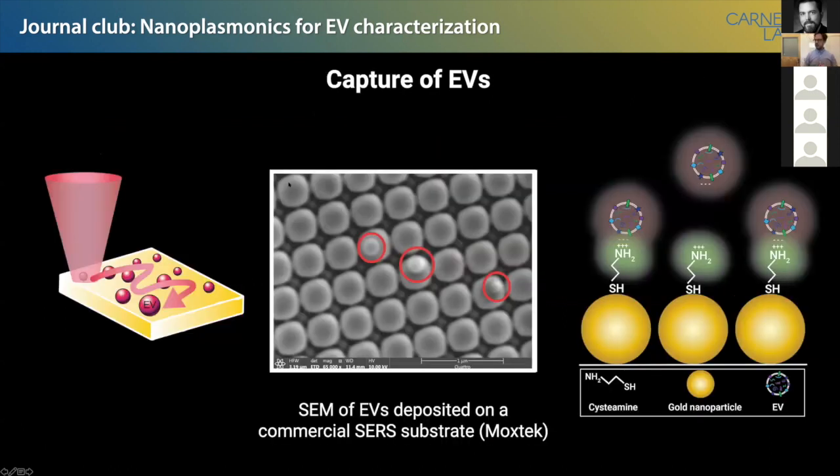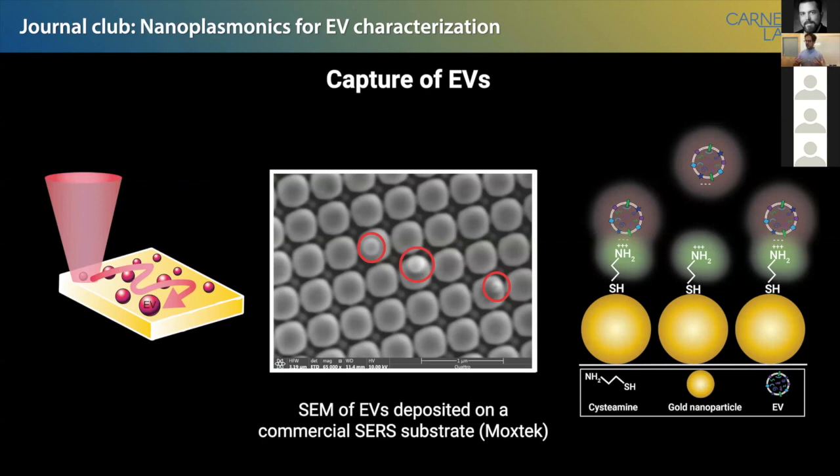So here's one of the typical SERS substrates that we can buy commercially in the middle, imaged by scanning electron microscopy, SEM. You can see some EVs probably captured on top. And these are kind of rounded gold mounds in a periodic array underneath that. These are sold from a company called Moxtek for about $30 a pop, and you can wash them and reuse them.